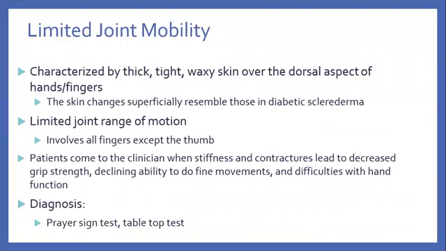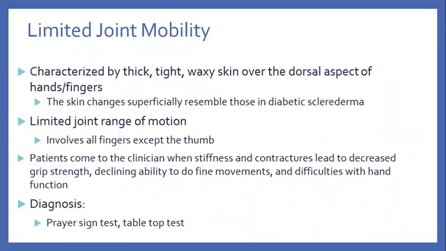So the patients with limited joint mobility syndrome are going to have thick, tight, waxy skin over the dorsal aspect of their hands and fingers. The skin changes superficially resemble those in diabetic scleroderma. That's that diabetic thick skin disease we had mentioned in the dermatologic manifestations and complications lecture. These patients are going to have limited joint range of motion. It involves all the fingers except the thumb. These patients come in when stiffness and contractures lead to decreased grip strength, declining ability to do fine movements, and they have difficulties with their hand function in general.